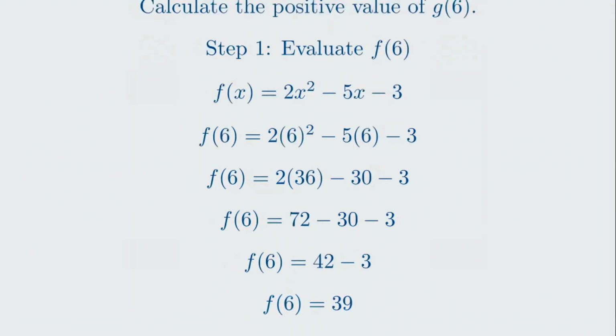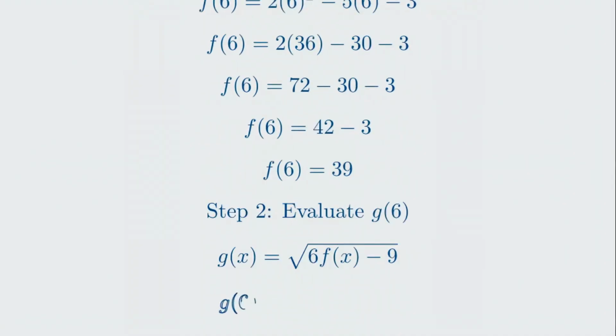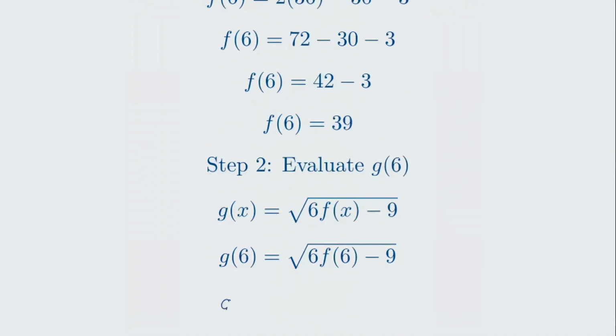Now we can use this result to find g of 6. Notice that the definition of g of x involves f of x. Therefore, g of 6 will involve f of 6. So g of 6 equals the square root of 6 times f of 6 minus 9. We just calculated that f of 6 is 39. Substituting this value, we get g of 6 equals the square root of 6 times 39 minus 9.